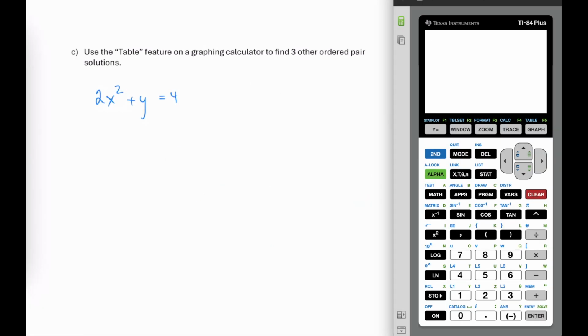Now we're going to use the table feature on a TI-84 calculator in order to find 3 other ordered pair solutions to this equation.